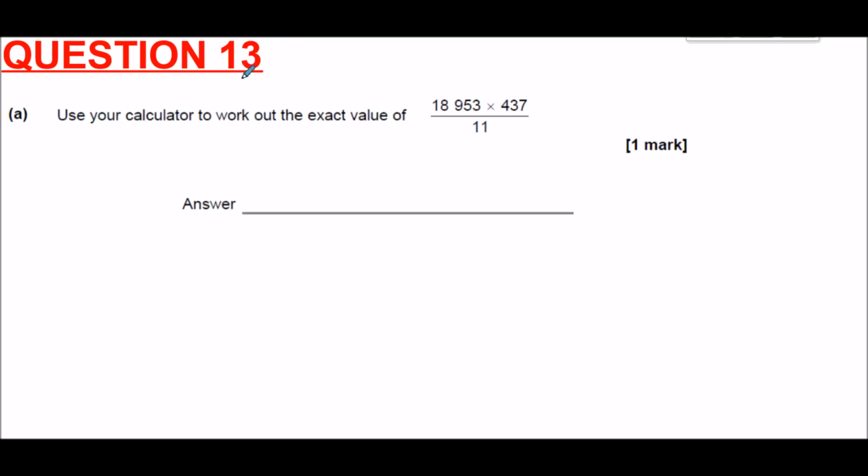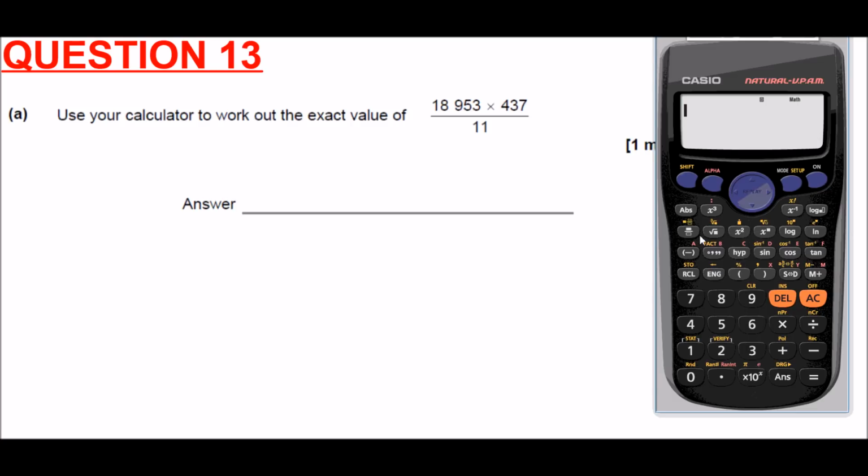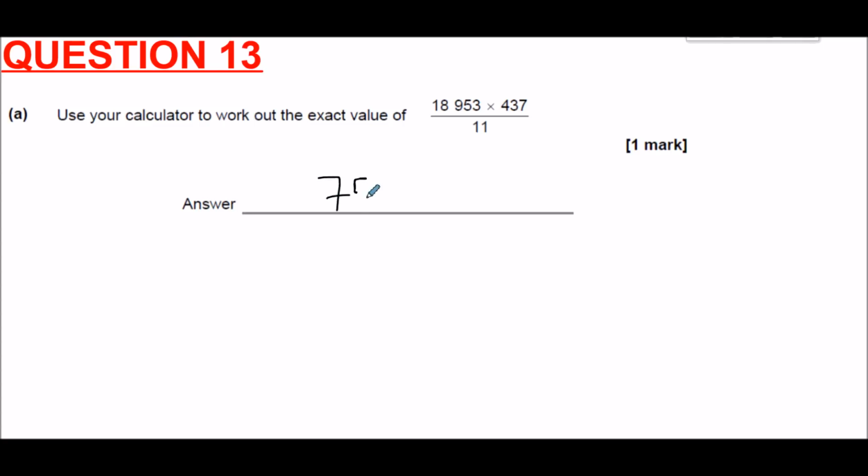Question 13. Use your calculator to work out the exact value of 18,953 multiplied by 437 divided by 11. So I'm just going to type this in exactly as it appears on the calculator. 18,953 multiplied by 437 divided by 11. So the calculator display is exactly as the question appears. Press equals, you should get 752,951. That's our final answer for part A.